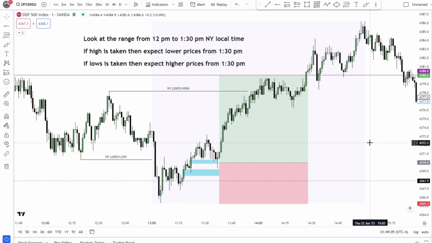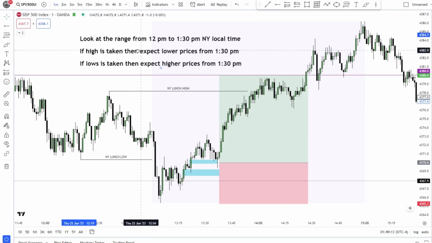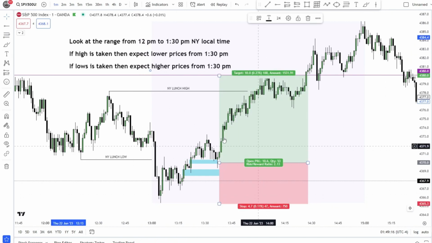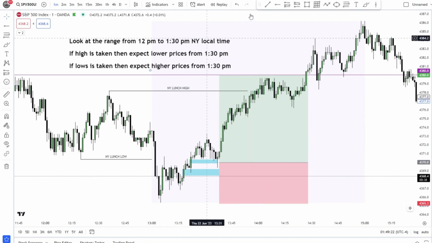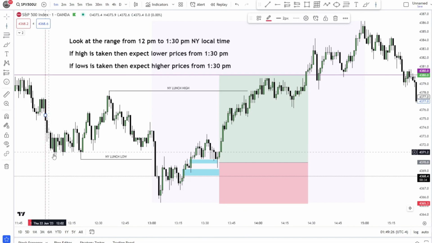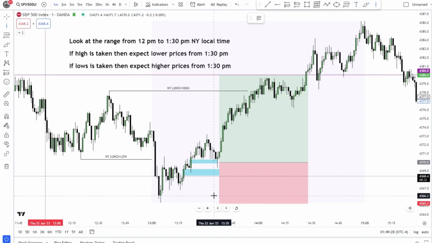can watch it yourself. So now we're on the chart and I'll basically just explain how the macro works and what you should be looking for and how to trade this setup. So first of all, you'll look at the range from 12 p.m. to 1:30 p.m. New York local time. This is this time here, 12 here to here.